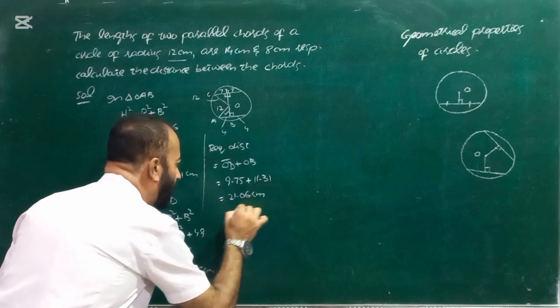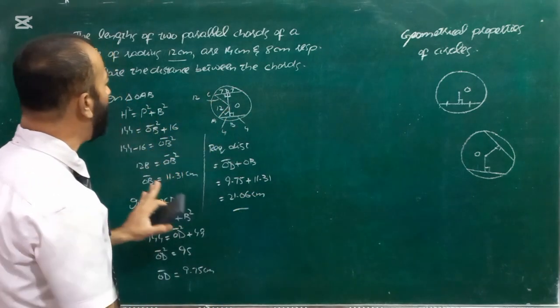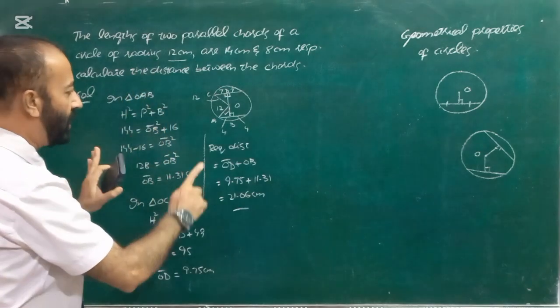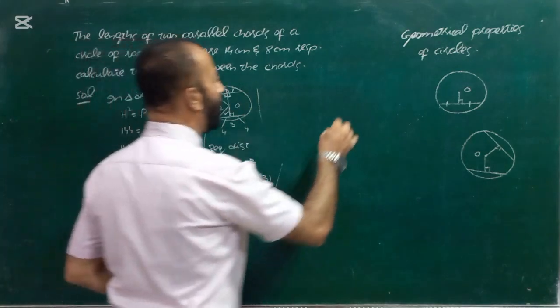So this is the one case in which chords are given on the opposite side, because in the question it was not given. So we have to solve the two cases. So now the second case, look now.